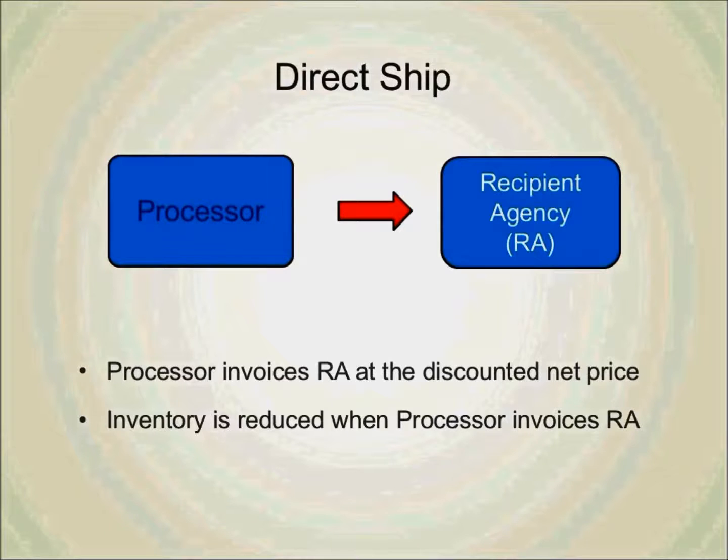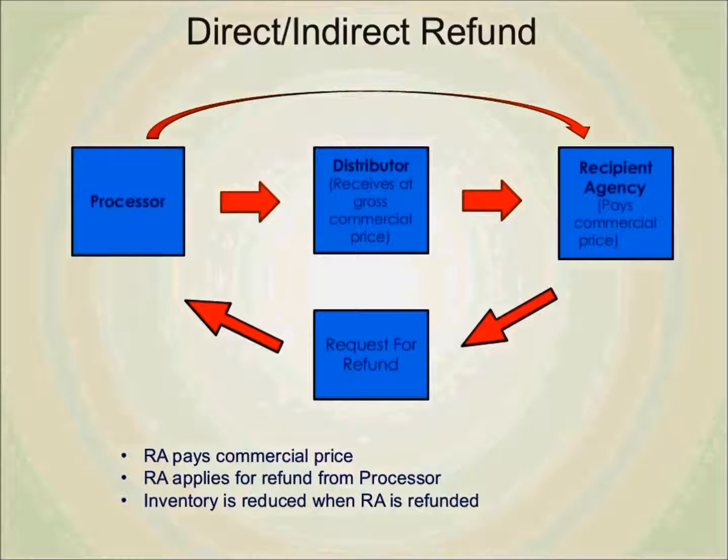The first VPT method that we'll be looking at is the direct ship method. With direct ship, the processor ships directly to the RA. The processor invoices the RA at the discounted net price, which means that the value of the USDA foods has been deducted from the total cost. It is imperative that you indicate which sales channel you use, whether it is direct ship or through a distributor, on the online reporting system used by the processor, such as K-12 Food Service or Processor Link, to ensure that you are getting the correct discounts.